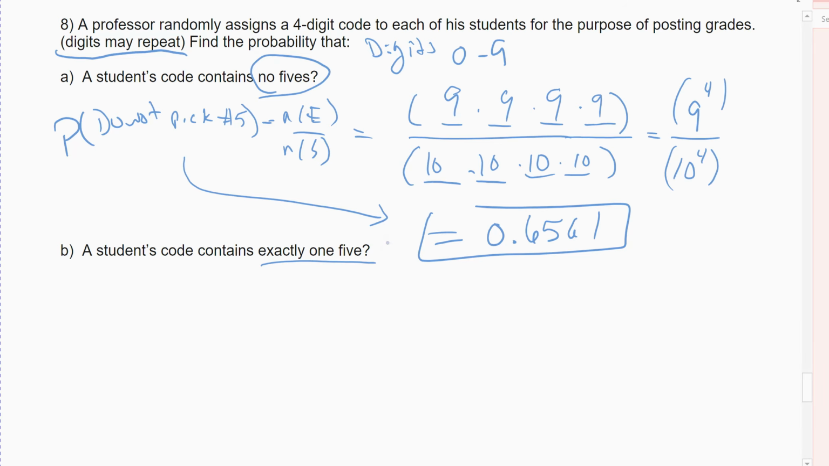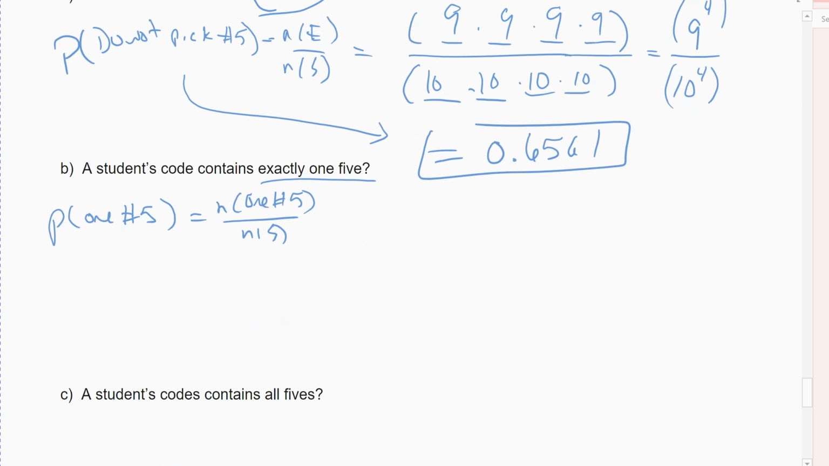Alright, the next example, suppose I pick exactly 1 five. So probability we get 1 number 5 in the code. Number of ways to get 1 five out of my universal. And the universal is the same. It's going to be 10 times 10 times 10 times 10, so 10 to the 4th. So I'm not going to find that again. The hard part for this one is selecting the 5. So I'm going to do my event here: number of ways to pick 1 number 5.